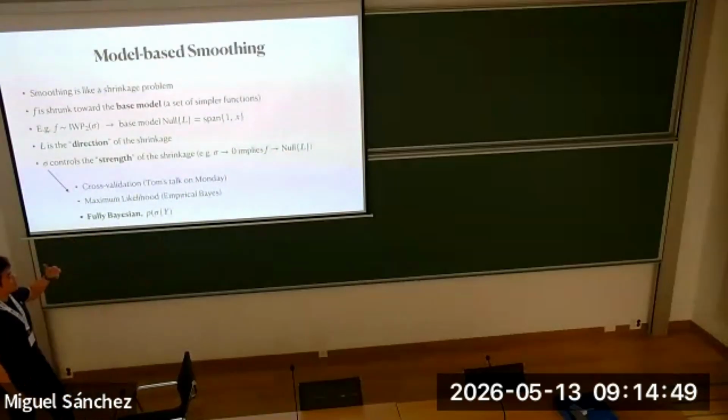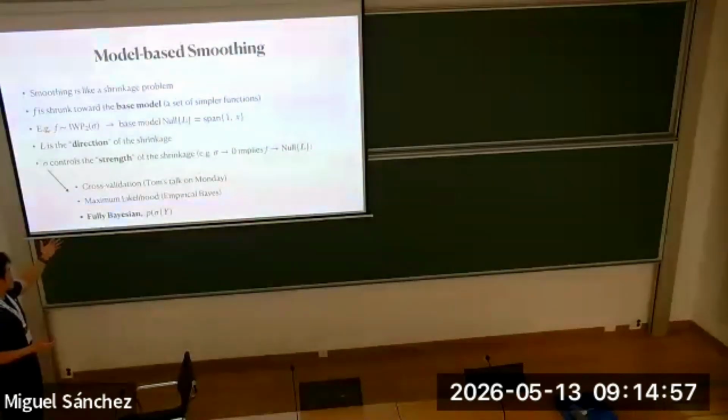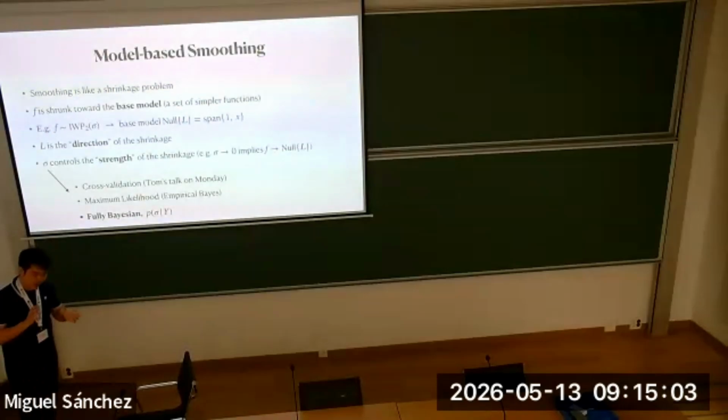How do we choose the level of shrinkage that is appropriate to our data? There have been so many efforts throughout the workshop. Cross-validation, I think on the first day of the workshop, Tom already talked about it, which looks at this criterion from a predictive perspective, I would say.